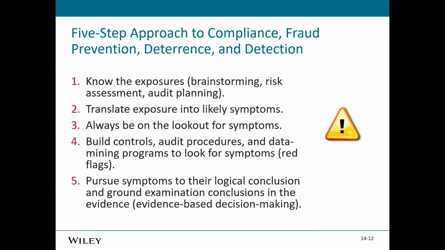Your textbook gives you this 5-step approach of compliance, fraud prevention, deterrence, and detection. Basically, we start off by understanding our risks, thinking about what those risks are going to look like, meaning the symptoms or red flags that we're going to have, looking out for those red flags, developing controls and audit procedures to help us look for those red flags. And then when we find those red flags, looking at them. So basically, that's this 5-step approach that your textbook outlines.